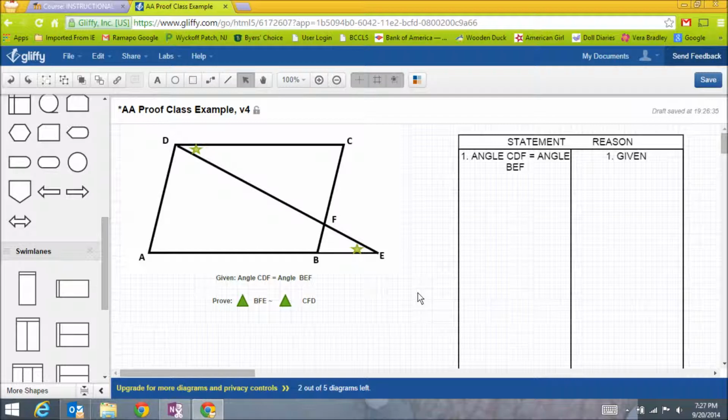Since we first have one pair of congruent corresponding angles, we only need to find a second pair to prove these two triangles are similar.